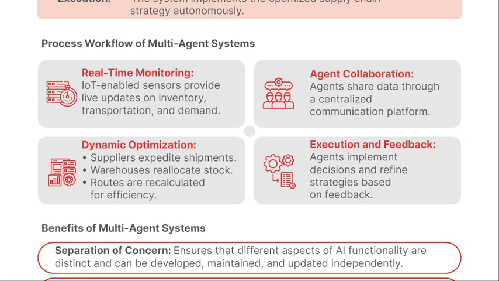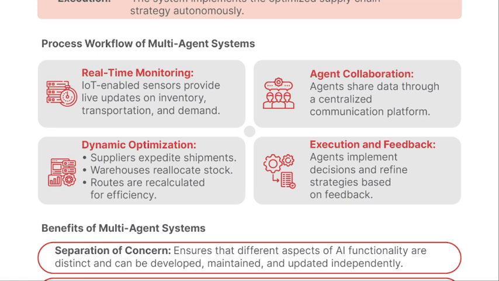Agent collaboration: for example, we have three agents and they are doing three different tasks simultaneously. They are sharing the data through a centralized communication platform, so they collaborate and perform the specific task with the help of other agents as well. And dynamic optimization is the third one. Suppliers expedite shipments and warehouses relocate stocks. These things are going to happen in dynamic optimization.